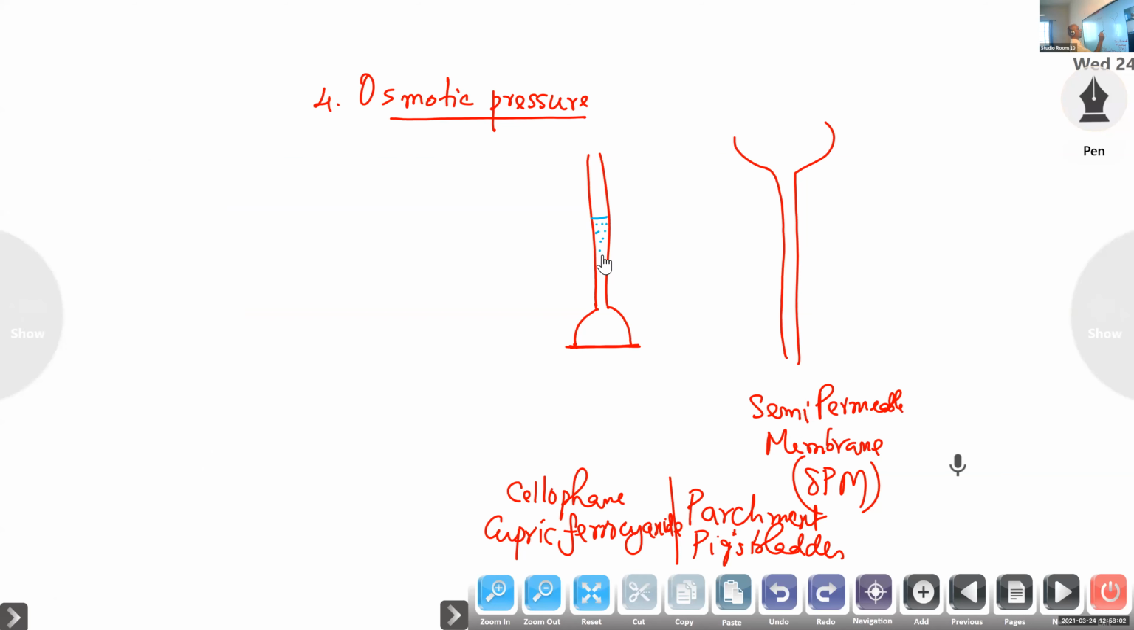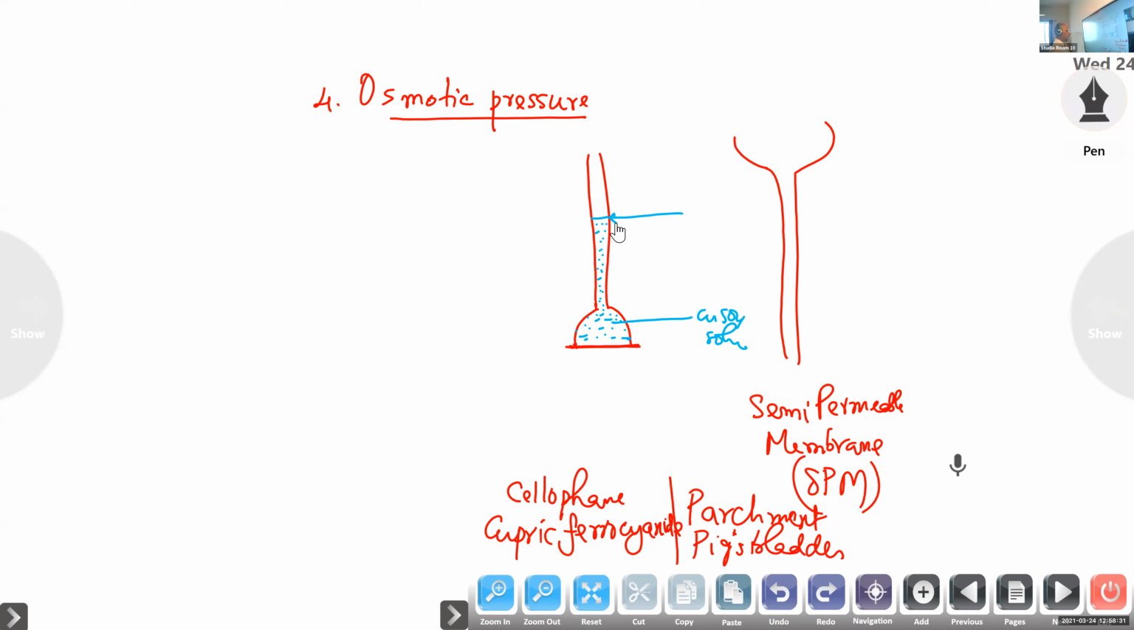What is the color of copper sulfate solution? Blue. That is a blue solution. Now this is the level of copper sulfate solution.